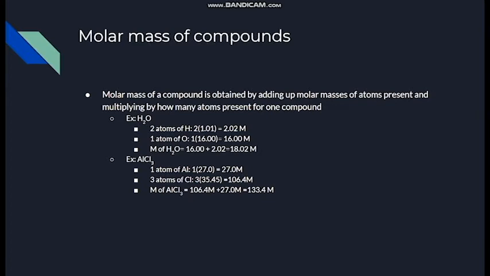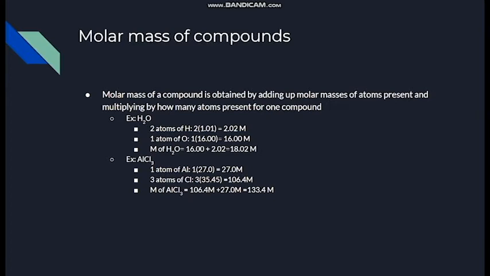Now, taking a look at the molar mass of compounds, the molar mass of a compound is obtained by adding up the molar masses of the atoms present and multiplying them by however many atoms are present for one particular compound. For example, these are just 2 quick examples. I'm going to be diving deeper into this later on.